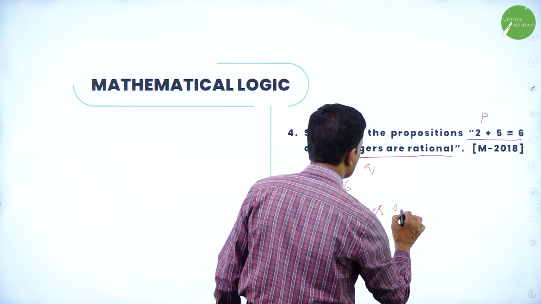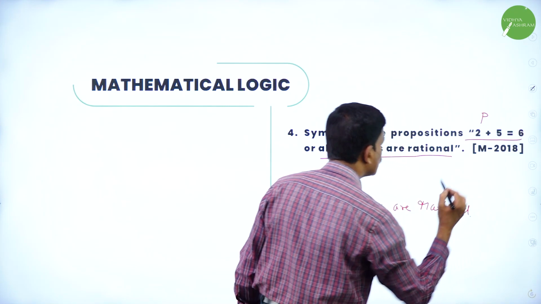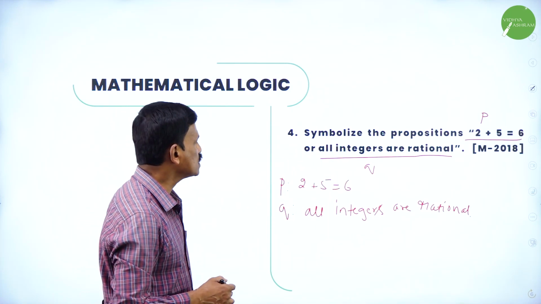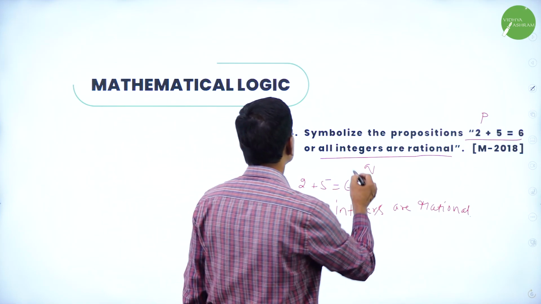All integers are rationals. This is the given statement. So the proposition is 2 plus 5 is equal to 6 or all integers are rationals. Now what is to write here?